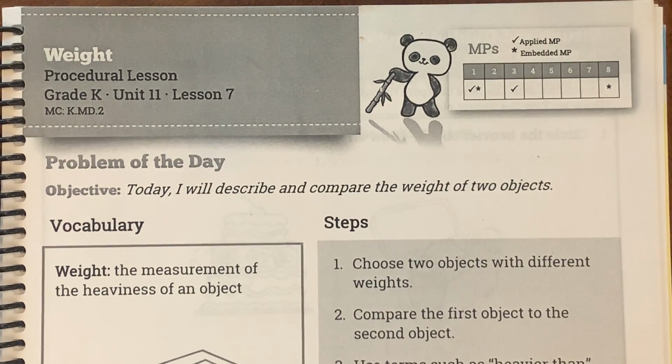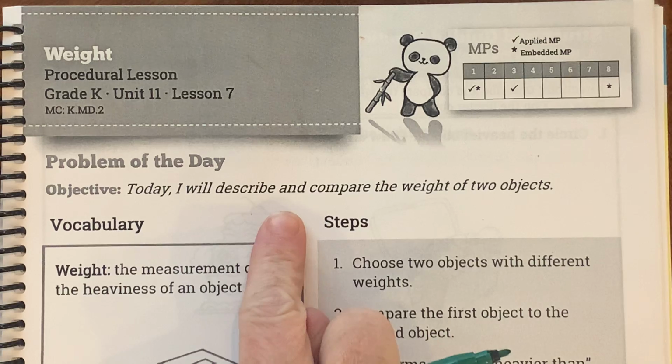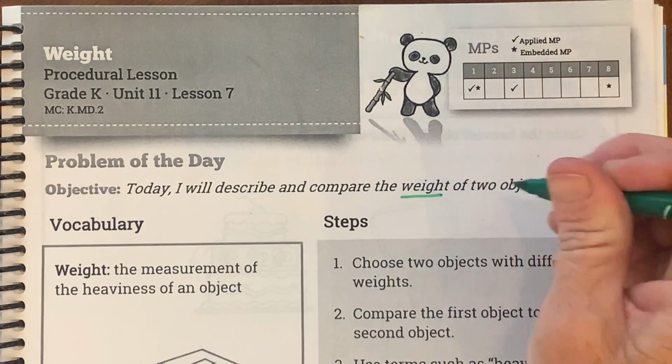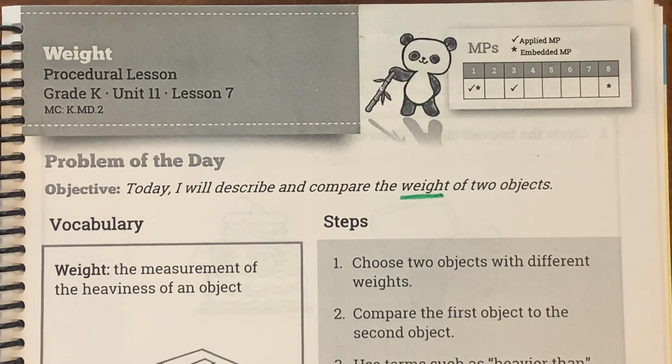We are on page 179 of your student journal. And today's objective is, today I will describe and compare the weight of two objects. So our main vocabulary word today, friends, is weight. That's what we're going to be talking about.